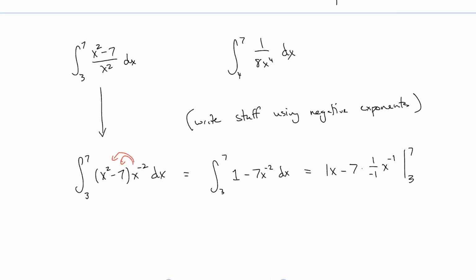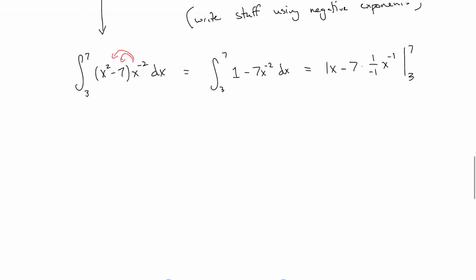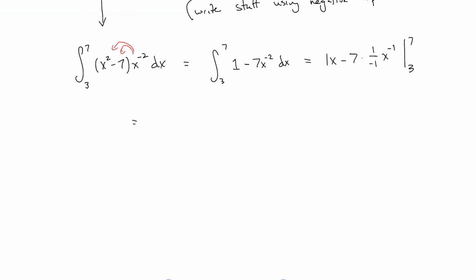Add them. All right. There's a lot of ones here. This is really just x plus 7x to the negative 1, if you were to simplify. But anyway, now I'm going to plug the numbers in. The hard part is over. Now it's just a matter of writing the answer.